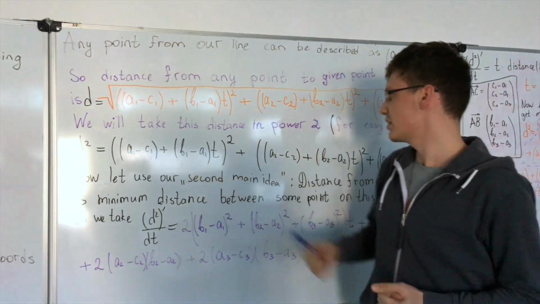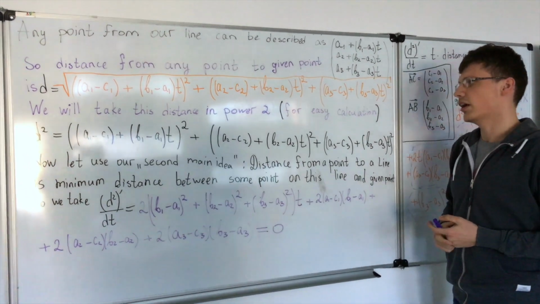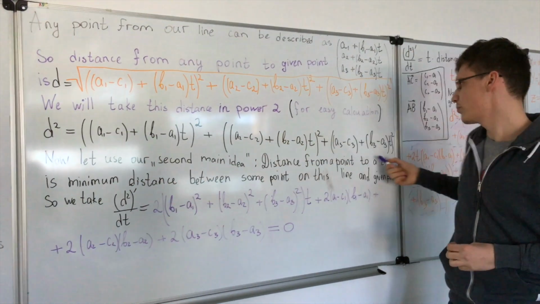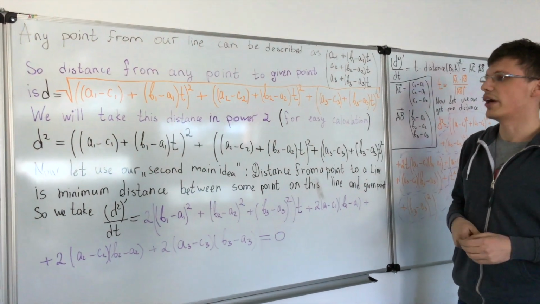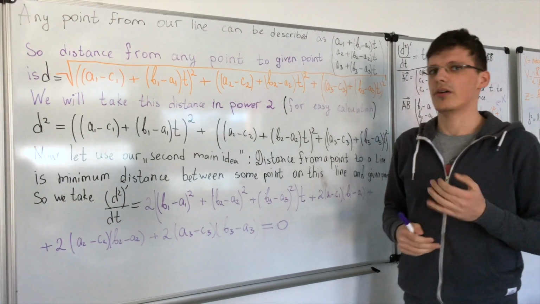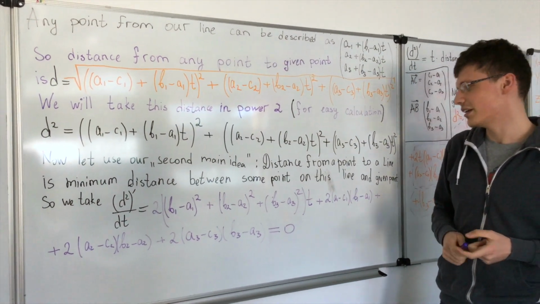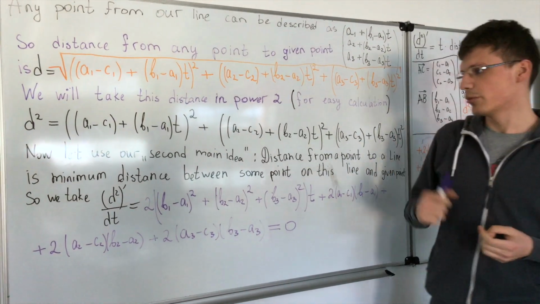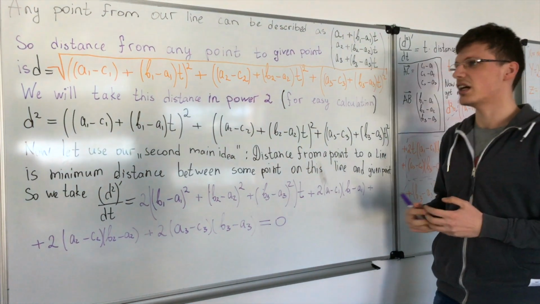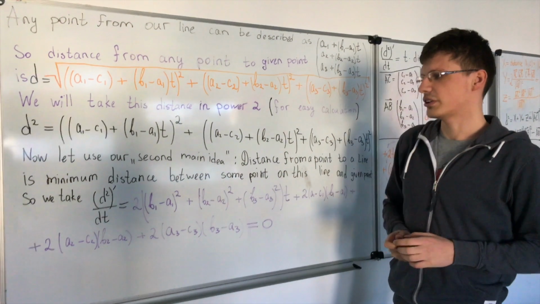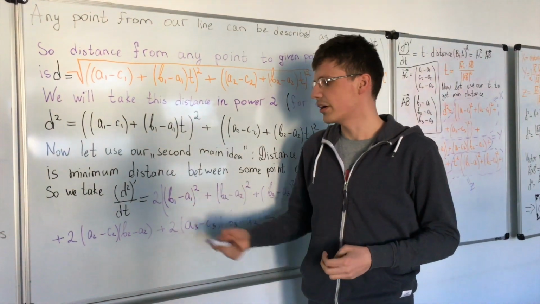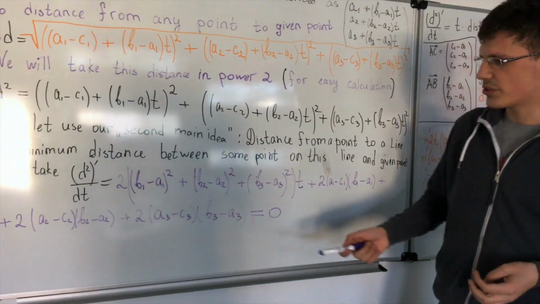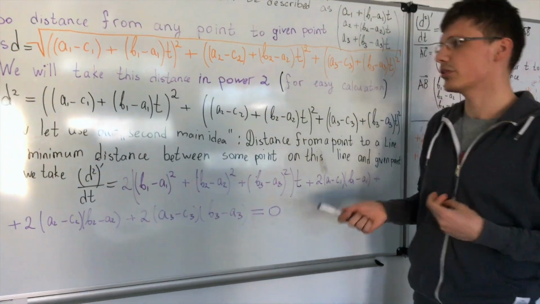Now we will take this distance to the power 2 for easier calculations. Now we get this line, which is just the square of the previous. Now we remember our second main idea, that the distance from a point to a line is the minimum distance between some point on this line and the given point. So we need to take the derivative of our d squared with free variable t. And we will get such an equation, which we have to set equal to 0 in order to find the minimum one.